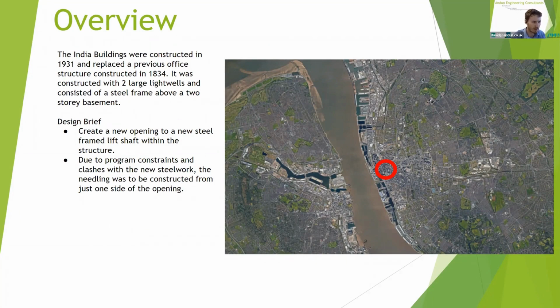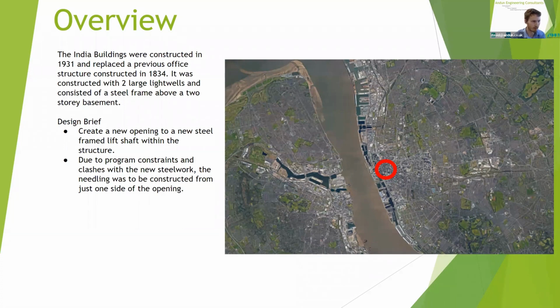So a bit of an overview. The India Buildings were constructed in the 1930s. It's a fairly old structure with two large light wells. It's got two levels of basement, and then it is a steel structure on top with load-bearing masonry walls in between the steel columns. Our brief was that we were creating a new lift shaft in the building and wanted an opening into that lift shaft.